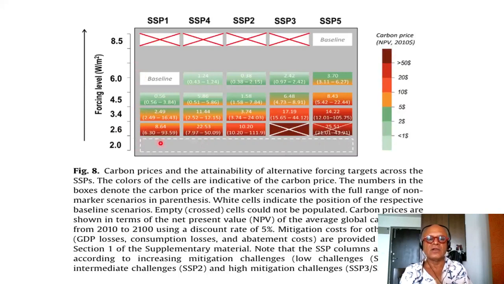To get lower forcing, to keep emissions low and meet the global warming targets, carbon price has to be high. If you don't care, then obviously you pay less for carbon, your sins, right? The numbers in the boxes denote carbon price of the marker scenario with a full range of non-marker scenarios in parentheses here. White cells indicate the position of the respective baseline scenarios. Empty cross cells could not be populated, not enough model simulations.